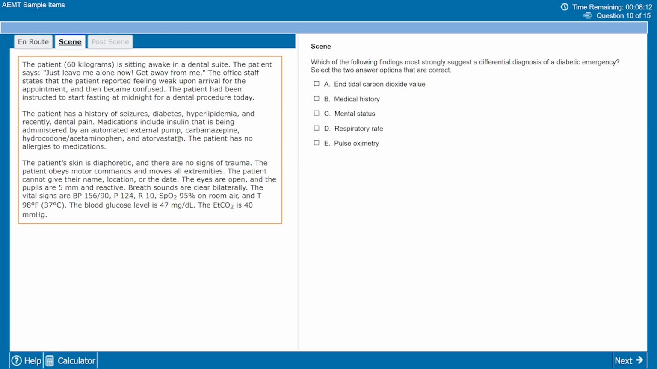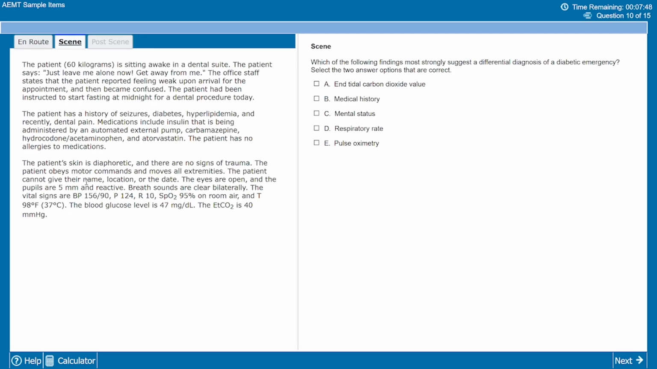When you see statin at the end of any type of medication, you should think of a cholesterol medication, which kind of ties into the past history of hyperlipidemia. The patient has no allergies to medications. The patient's skin is diaphoretic, which also means sweaty. There are no signs of trauma. The patient obeys motor commands, that's very good, and moves all extremities.